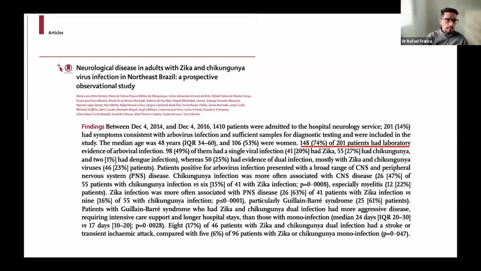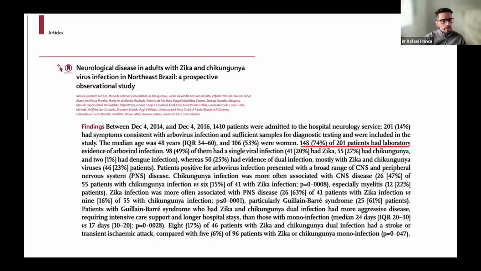This was done through a project where we found and researched the neurological disease of Zika and chikungunya infection in Northeast Brazil. We found that a large proportion of the patients with neurological disease admitted to a reference hospital, a neurology service in the state of Pernambuco, had evidence of arboviral infection. And of course, if you remember, Brazil was facing a triple epidemic with Zika, chikungunya, and dengue virus infecting the population, causing large outbreaks.